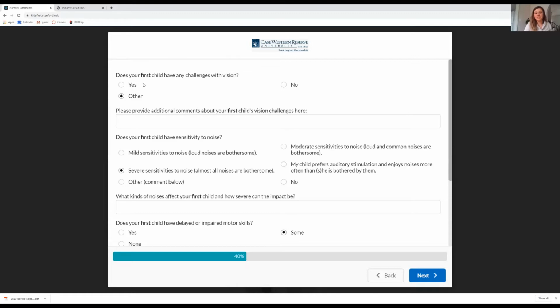On the next page, please indicate whether your child has any challenges with vision. Once again, if you indicate yes or other, please describe the challenges to the best extent possible in the text box. Then please indicate whether your child has sensitivity to noise and their level of sensitivity, offering mild, moderate, severe, noise-seeking, other, or no. If you indicate yes or other, please write in the text box underneath the questions to best describe the noises to which your child is sensitive, as well as how severe the reactions can be.